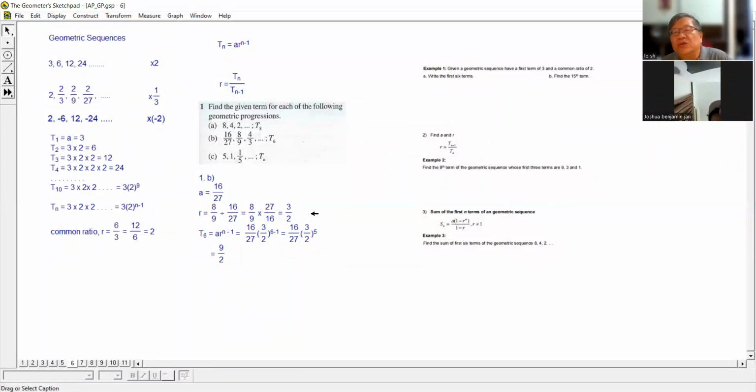Before we proceed, I ask you, is this 3 over 2 bigger than 1 or smaller than 1? Bigger than 1. So if it is bigger than 1, what do you expect the sequence to be? The sequence becomes bigger and bigger in value, or smaller and smaller in value, or alternates positive, negative? Which type is this? Bigger and bigger.